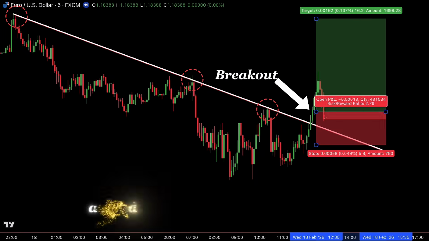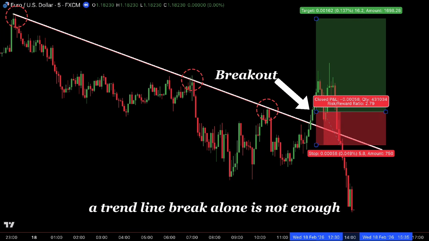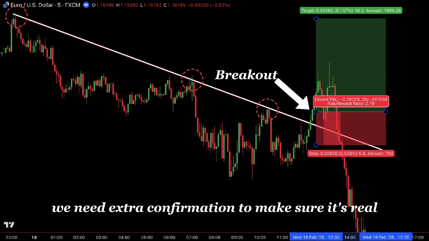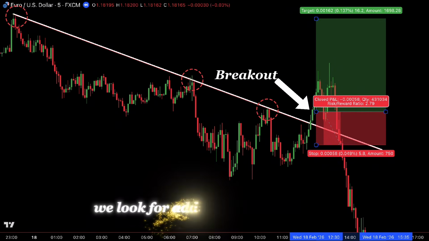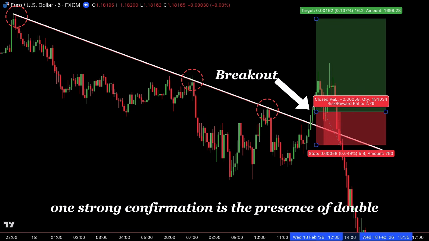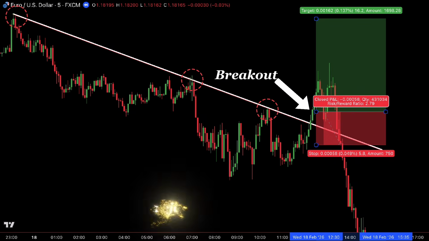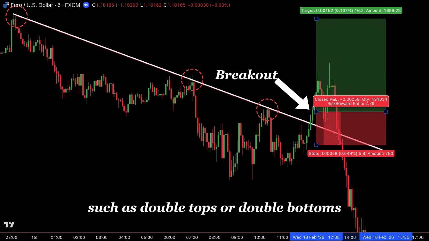But here's the key. A trend line break alone is not enough. We need extra confirmation to make sure it's real. To avoid false breakouts, we look for additional confirmation. One strong confirmation is the presence of double rejection patterns, such as double tops or double bottoms.